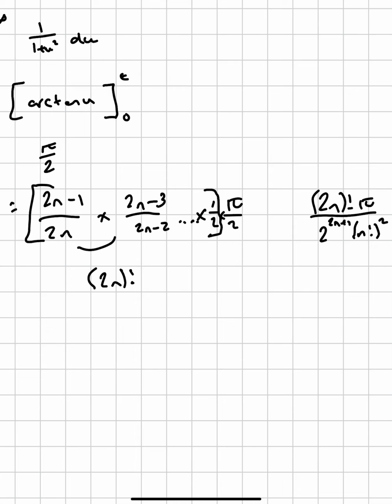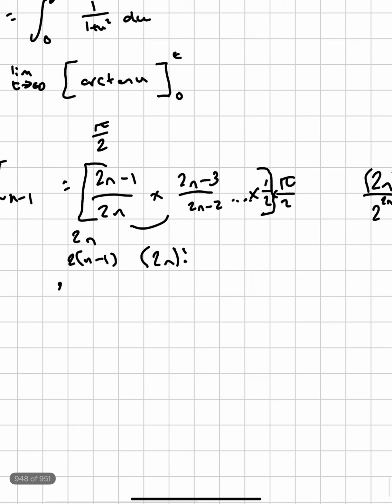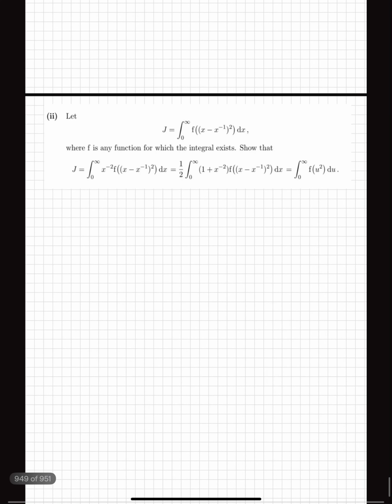If we look at the denominator now, what was that equal to? If you look at n factorial, we can see this being 2 times n, and then 2 times n minus 1. So that is 2 to the n times n factorial. But we're going to square it, so we have 2 to 2n times n factorial squared times pi over 2. That's going to give us our result: pi 2n factorial over 2 to the 2n plus 1 times n factorial squared. Very nice.